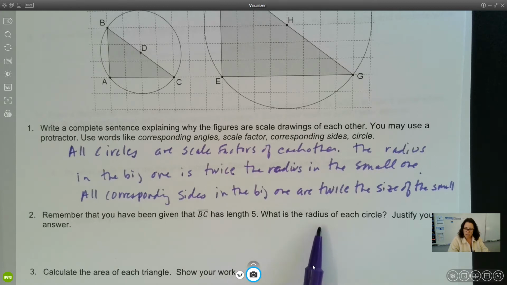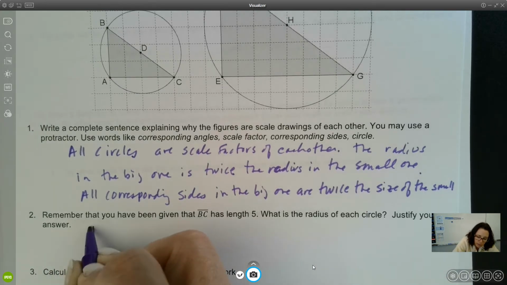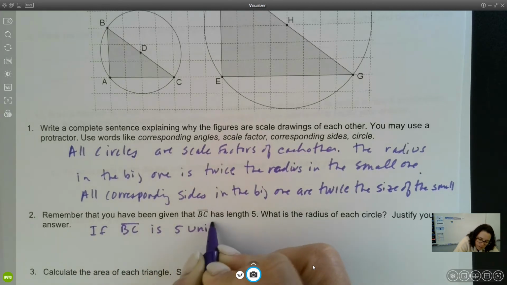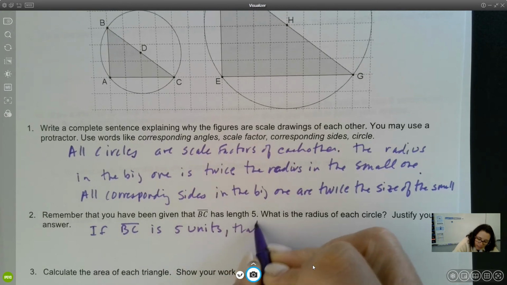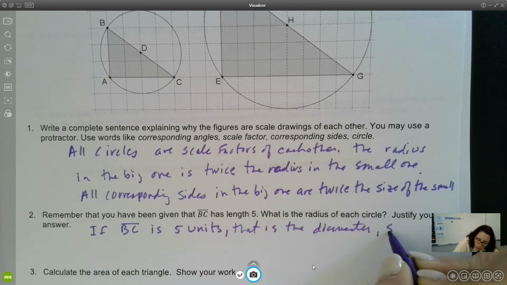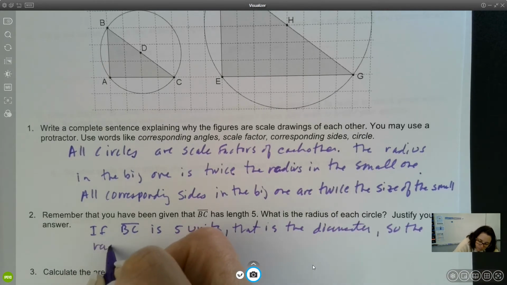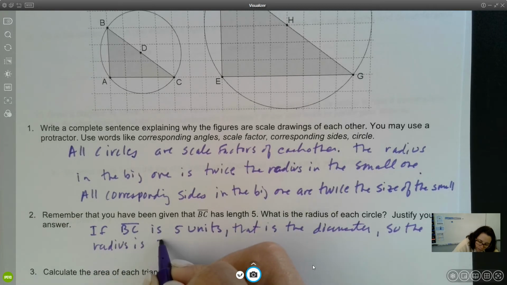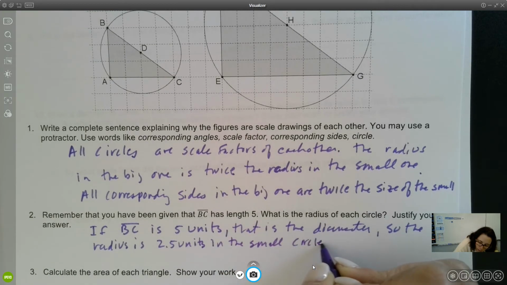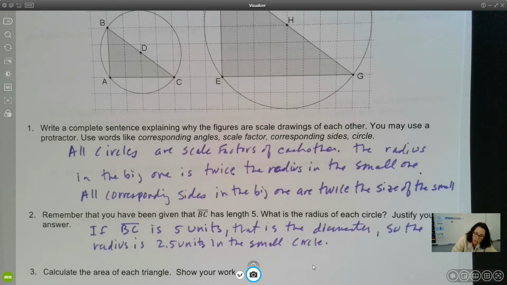Remember that you've been given BC has a length of 5 units. What is the radius of each circle? Justify your answer. Okay, so if BC is 5 units, that is the diameter. So the radius is 2.5 units in the small circle. I think it wants us to do the big too. Yeah, what is the radius of each?